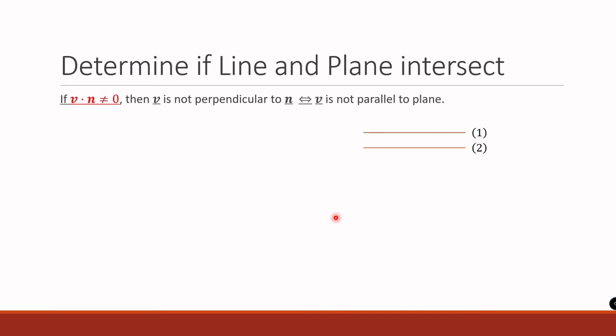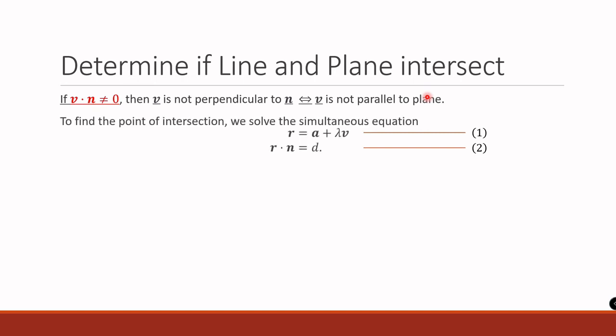So if you dot v and n and it is not equal to 0, we conclude that it's not parallel, right? So if it's not parallel, we try to solve for the point of intersection. How do we solve for the point of intersection? Again, it is to use simultaneous equations. The simultaneous equation 1 will be the line, 2 will be the plane. How do we solve it? We have done this earlier in the previous video. To find the intersection, I can substitute equation 1 into 2 like this.